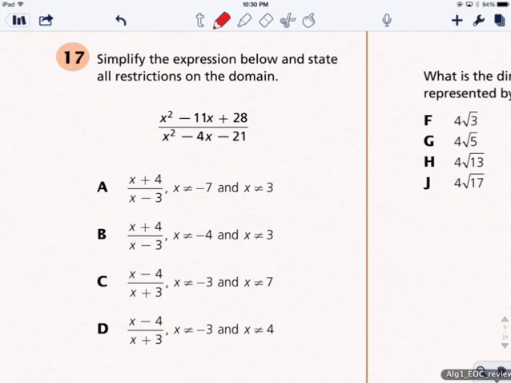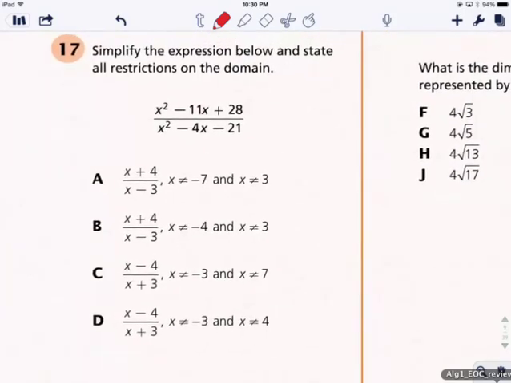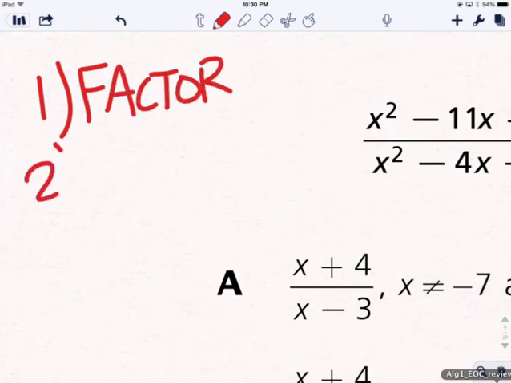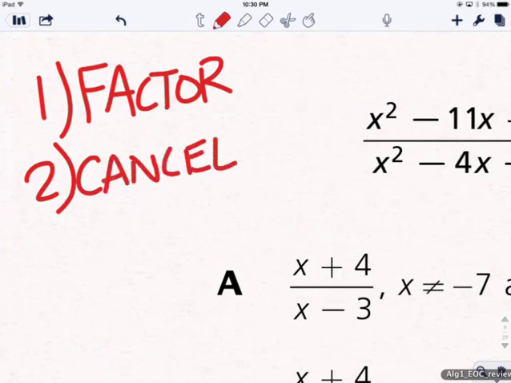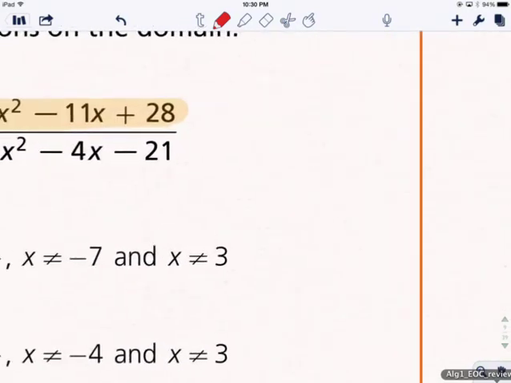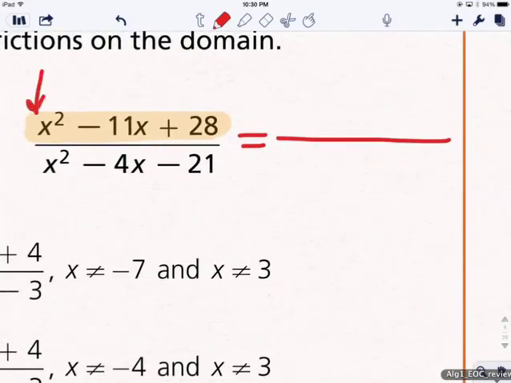Alright, now let's look at number 17. Number 17 is one of your favorite types of problems, I know. This is a rational expression. Remember rational expressions, first step is to factor the top and bottom of the fraction as much as you can. Second step is to cancel. Okay, so let's go ahead and look at just the top part of the fraction for now. Let us try to factor that. Well, we can use the shortcut to factor that because there's nothing multiplying the x squared.